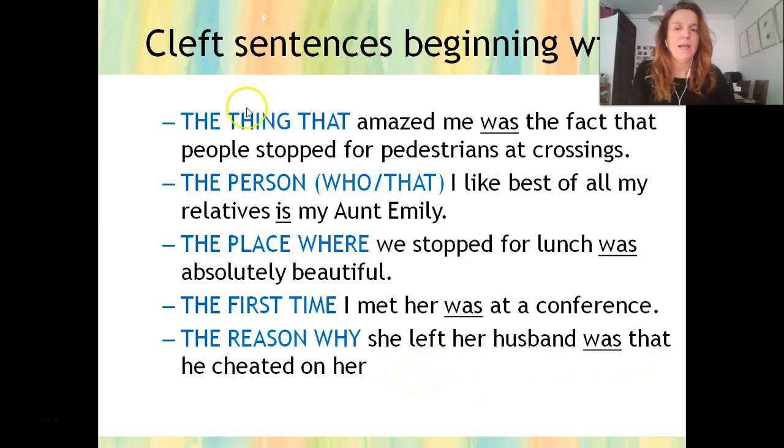Okay? So cleft sentences are very common, not as formal as inversion. They are a way of adding emphasis that you can use in everyday language as well as in formal registers, okay?